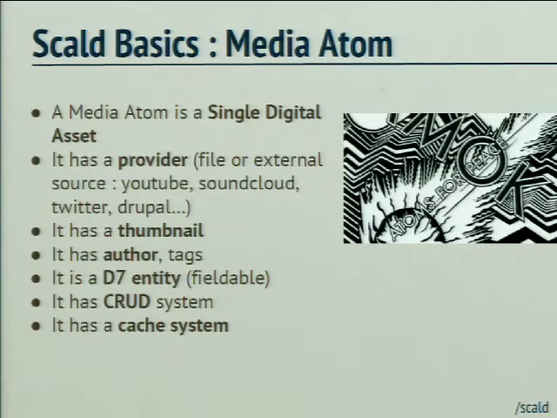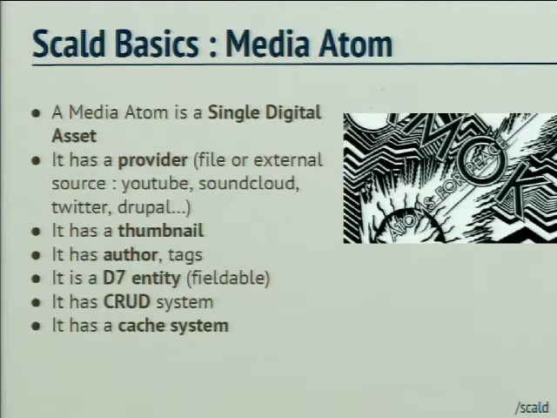So to start with, the main concept is the media atom. It's a single digital asset. It has a type, so it can be a video, a file, an audio, or an image. And it also has a provider. The main obvious provider is a file: you upload an image. But it can be an external source. For an image, for example, it can be Flickr. You want to include an image from Flickr, and this is a media atom of type image coming from the provider Flickr.